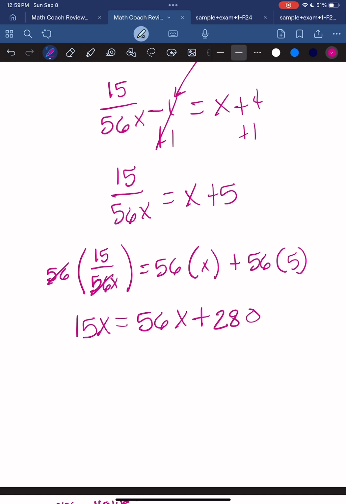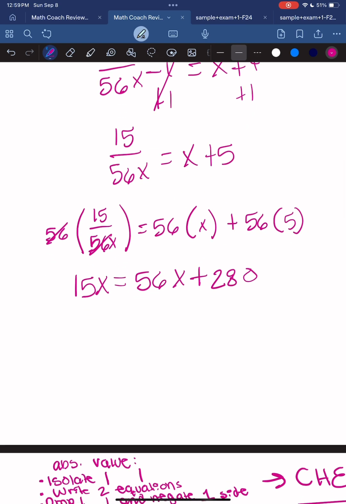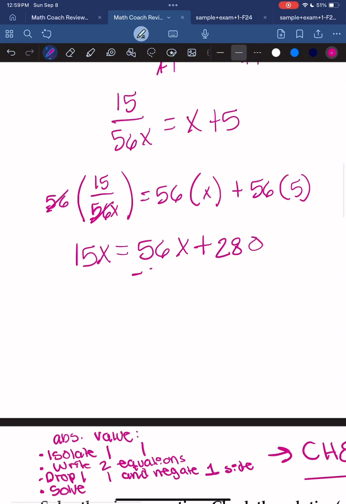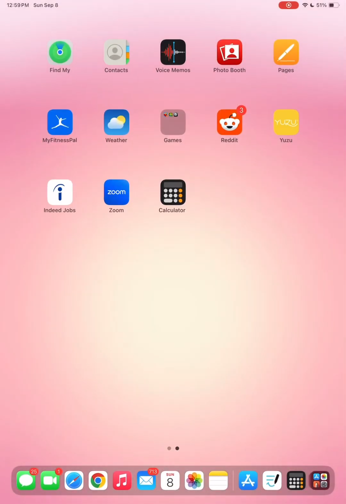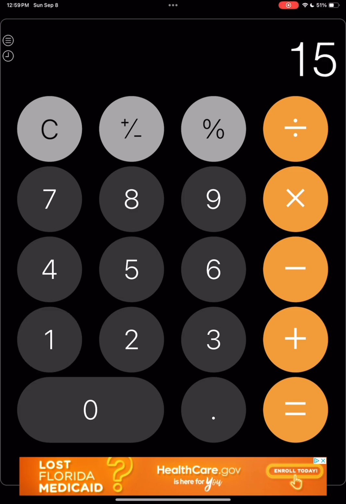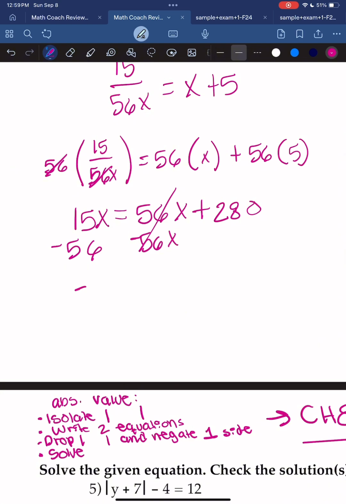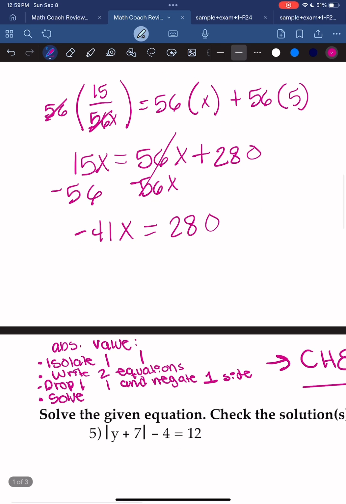280. So now let's subtract 56 from both sides, and that's going to give us 15 minus 56, negative 41. So negative 41x equals positive 280. And now to finally isolate x, we divide by negative 41, divide by negative 41.